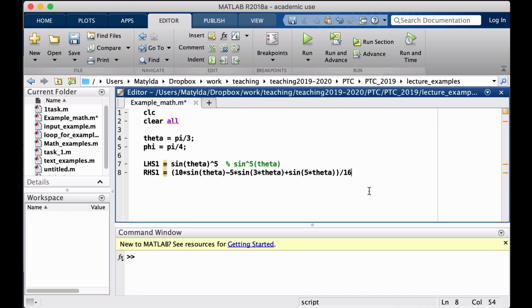Okay, so now I think the formula looks okay. There is one more remark I would make.